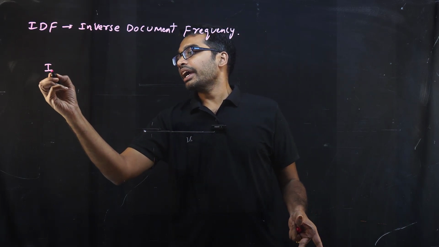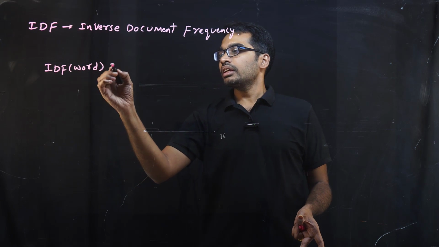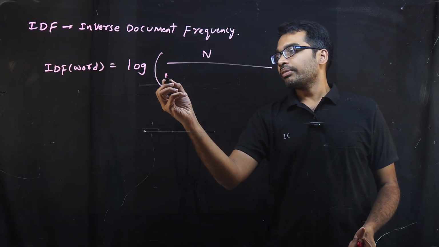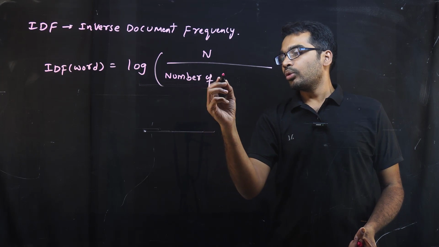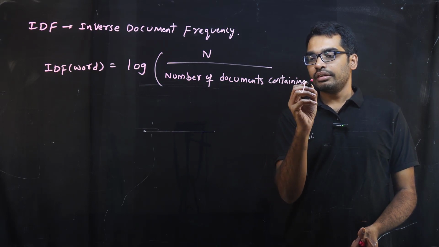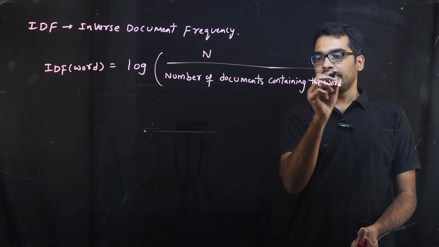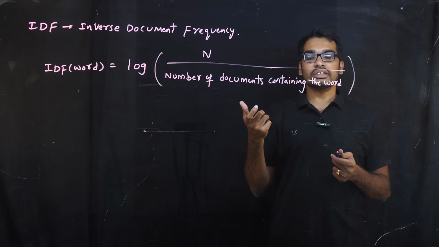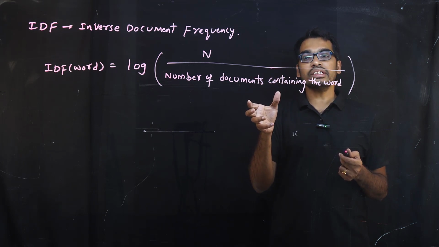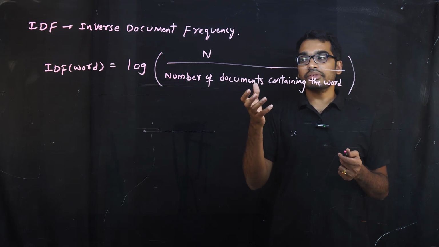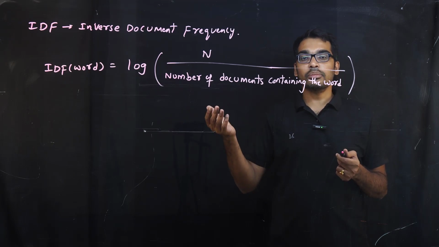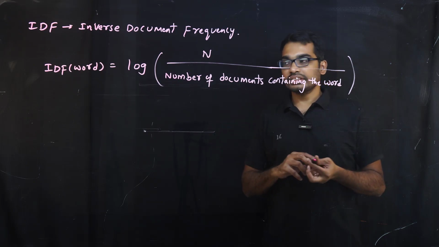Right? So now the formula for the IDF of a word is the logarithm of capital N, which is the number of documents, divided by the number of documents containing the word, or this word particularly, right? So if you are calculating for any particular word, the inverse document frequency is the logarithm of the total number of documents, capital N, divided by the number of documents which contain this word, right? So we will talk about it with the same examples that we discussed with the term frequency: sentence 1, sentence 2, sentence 3, and then we will calculate it.